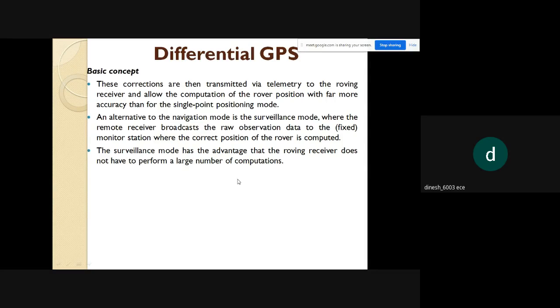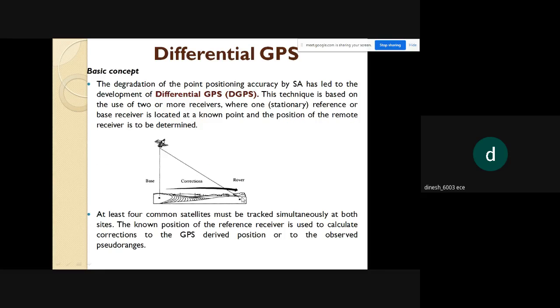So this rover is your point where another receiver is in motion, and this rover's position is to be determined. This base represents the known position of the receiver. This is your satellite which monitors. Like this, there will be a minimum of four, and the correction can be done accordingly.